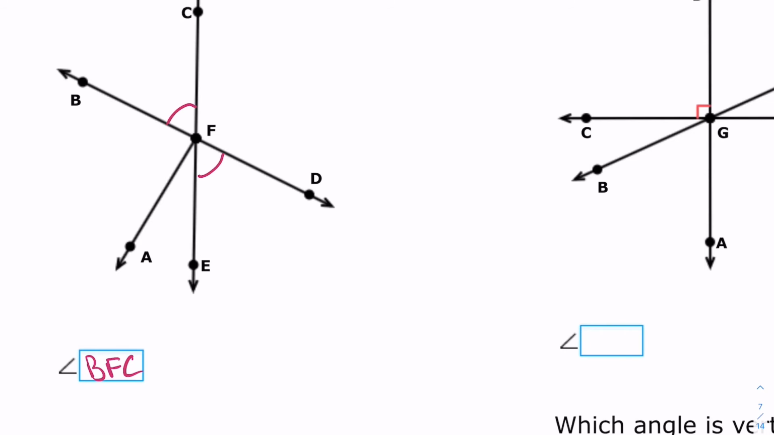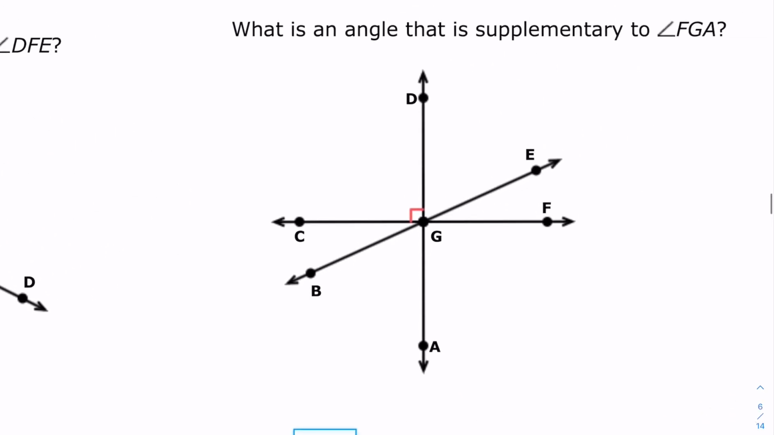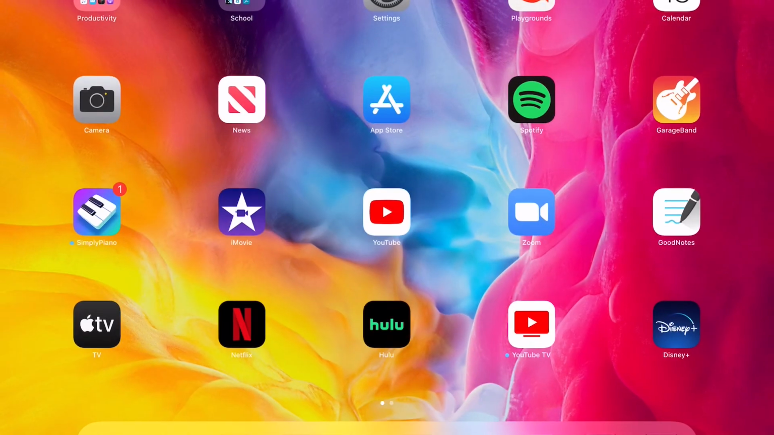Okay. Next one. What angle is supplementary to FGA? So FGA is this angle right here. And it's a right angle because it's vertical to DGC. See this one? FGA is vertical to CGD. Now, what can I do? Which one is supplementary? Well, there's a lot I can do. I could do this angle here, DGC.